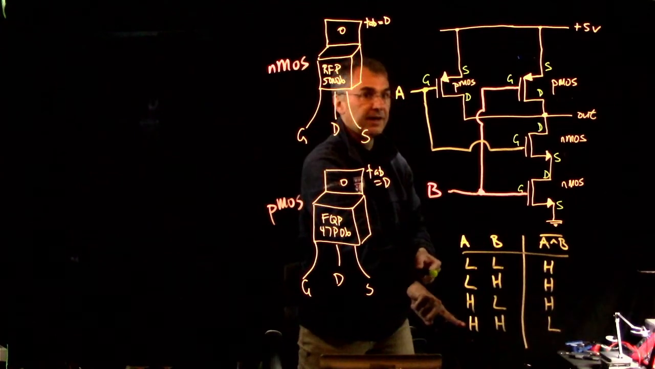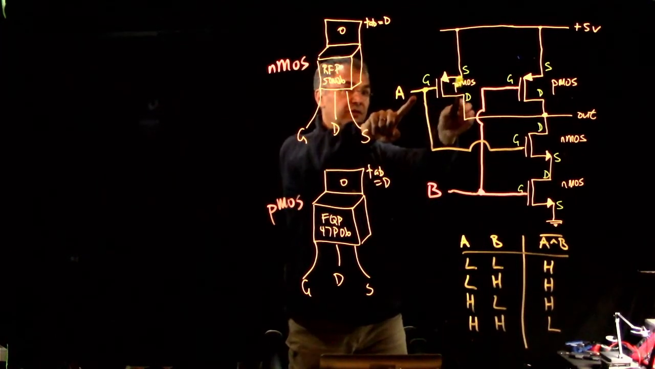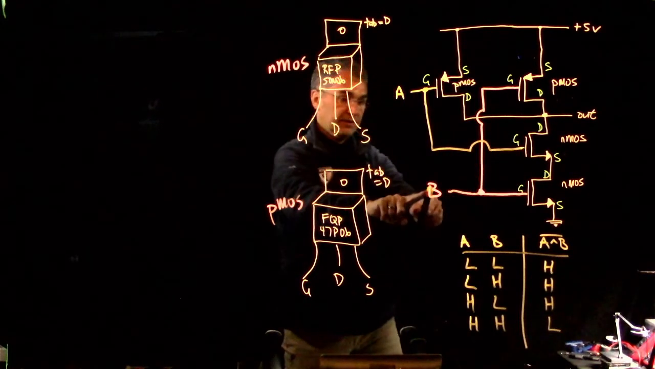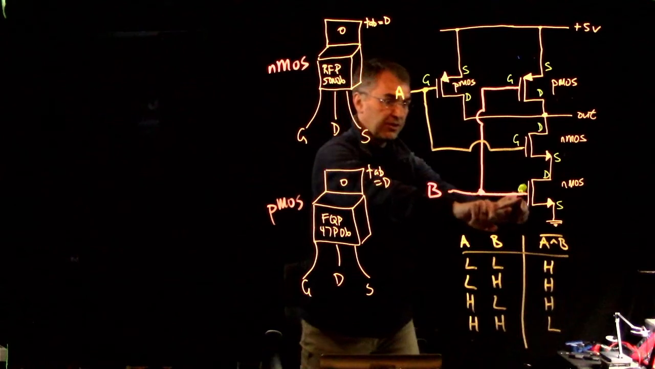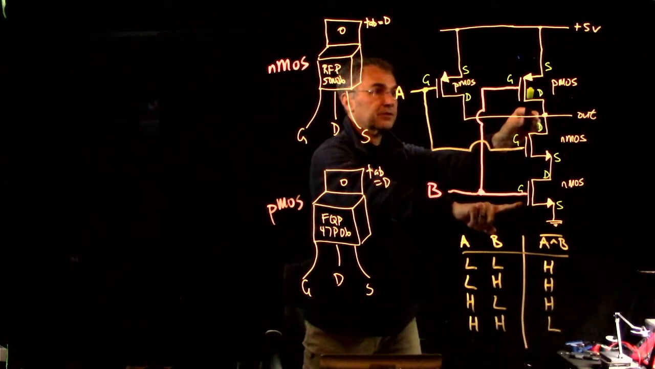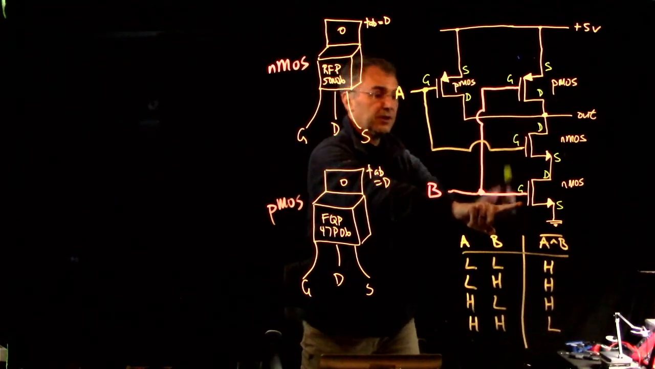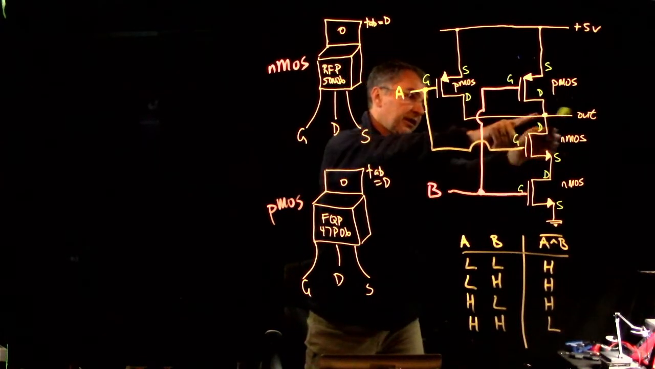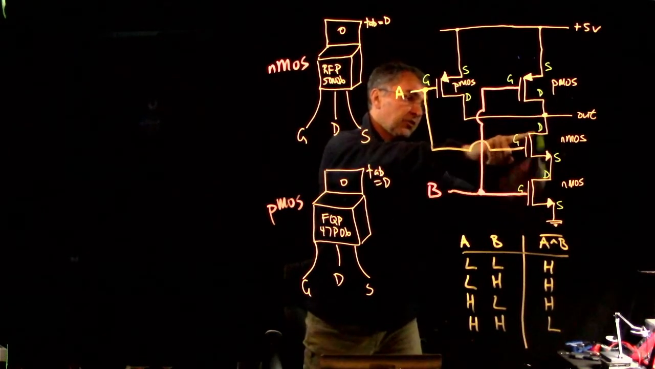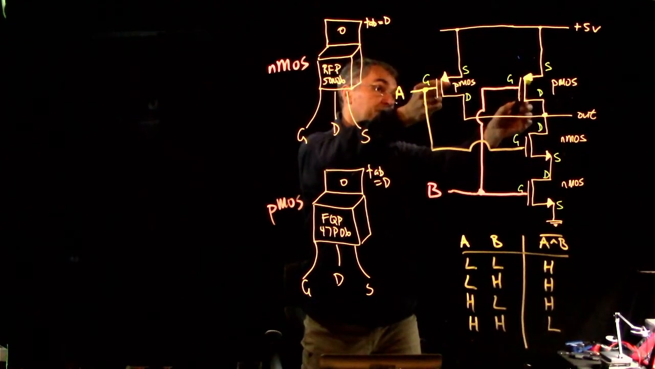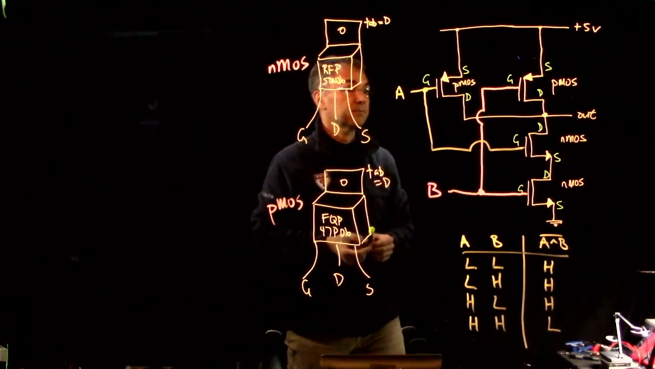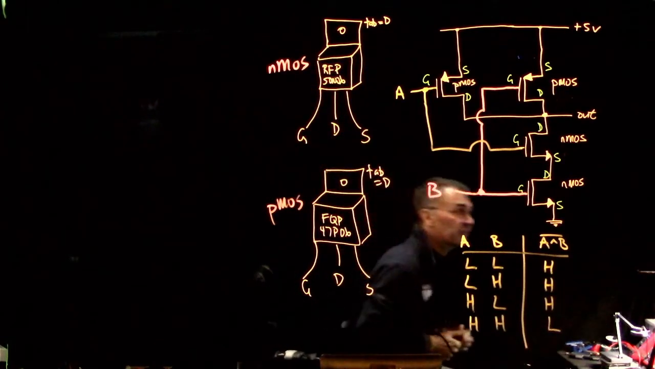Now, if they're both high, this is high, so this guy is off. This is on. This is high, so this is on, and this is off. So there's no connection to +5 because these are both off. And there is a connection to ground because these are both on. These both have to be on to get a low impedance connection to ground because they're in series. Either one of these can be on to get a low impedance connection to +5 because they're in parallel. Good. So I think that makes sense.